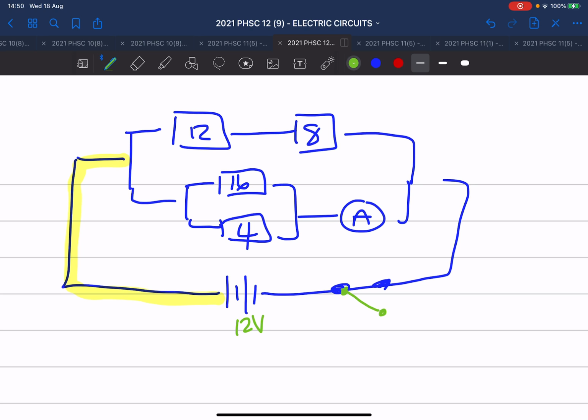Okay. Yes. Can I just ask, the position of the ammeter, the reading of the ammeter, isn't it going to be affected? If you put it here or there, it's still before it gets back together. So do it.